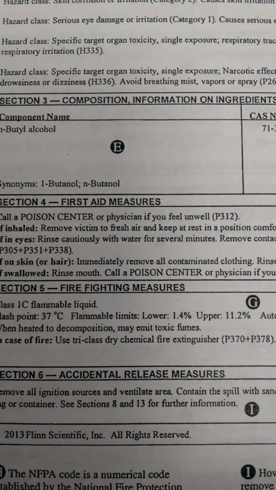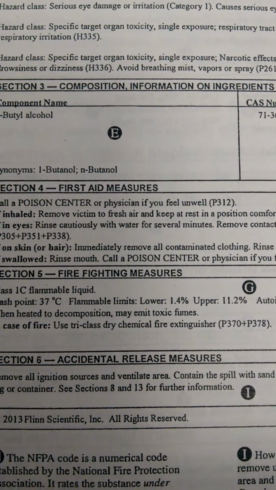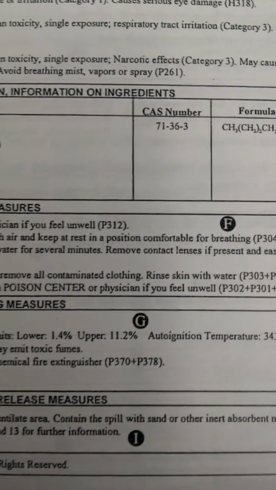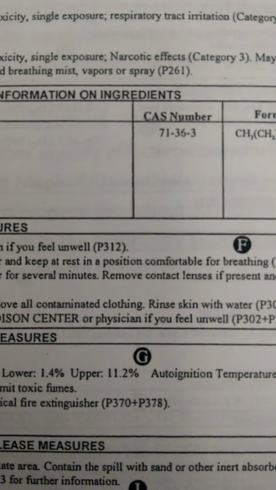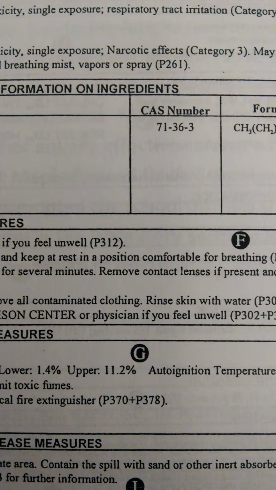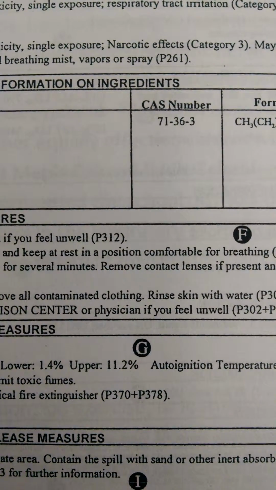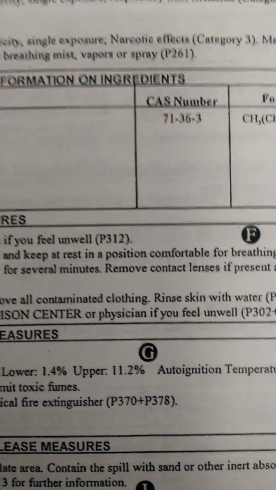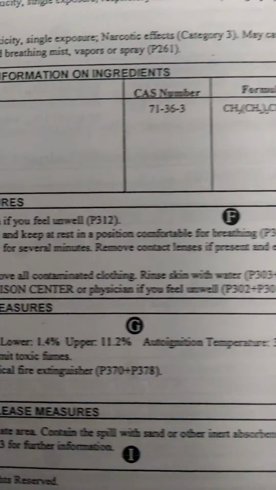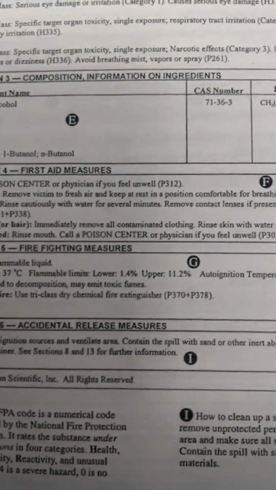Section 3, they have common names here. Sometimes you see the synonyms there. The CAS number is somewhat important, because if there is ever an emergency, emergency rooms have a booklet with all those numbers in it, and you can quickly reference that. And the formula, maybe not so much.